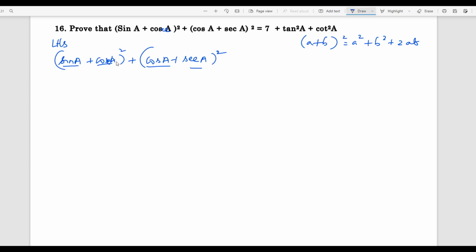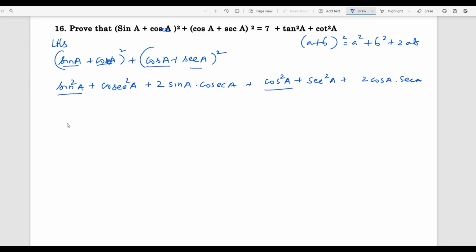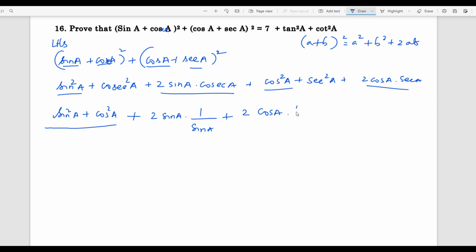Students, let me solve this problem again. (Sin A plus cosecant A) whole square is sin square A plus cosecant square A plus 2 sin A into cosecant A. In the same way, (cos A plus secant A) whole square is cos square A plus secant square A plus 2 cos A into secant A. Now arrange the terms so we can use identity one, sin square A plus cos square A. Now 2 sin A cosecant A, I am writing cosecant A as 1 by sin A, and 2 cos A secant A, I write secant A as 1 by cos A.